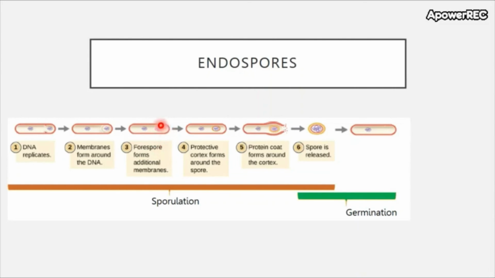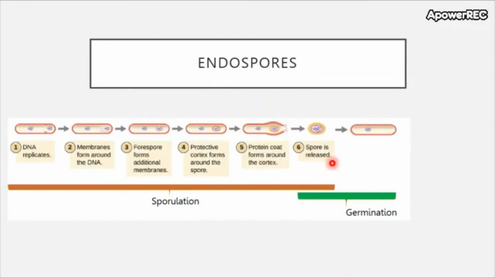forespore, the second cell that's coming off the side here. Then a protective cortex forms around the spore. Now, the cortex contains peptidoglycan. All right, step 5 here is a protein coat forms around the cortex. And then the spore is released. And so this is called sporulation, steps 1 through 6.